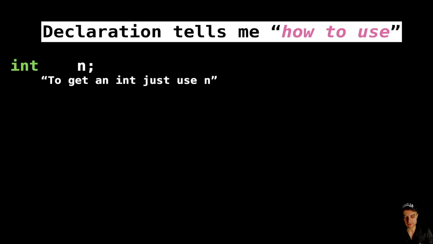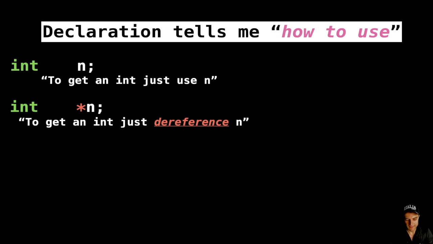I have here a declaration of a variable, int n, right? A classic declaration. Here, I read it in this fashion: to get an integer, just use n. That's what I read, given this declaration. Let's try another. Int star n. What is written there? Well, it is written that I have a pointer to an integer. So I read, as a programmer, to get an integer, just dereference n. You're starting to understand, I guess, right?